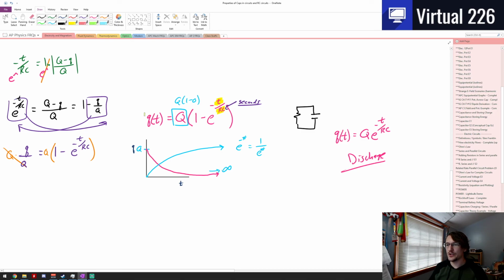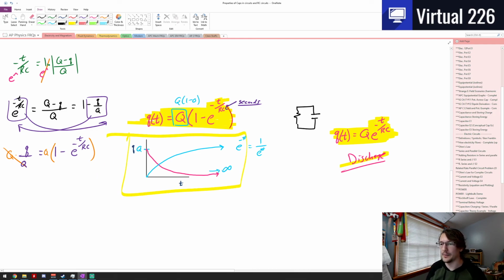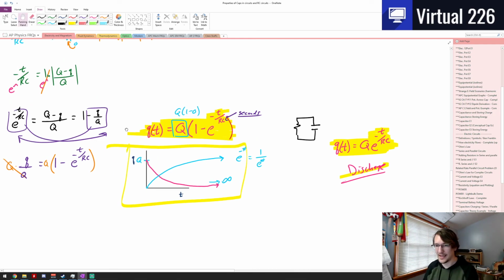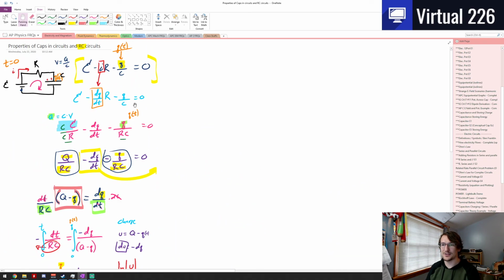So these are really the two equations you need. Right here, Q of t equals Q times 1 minus e to the negative t over RC for a charge, and then Q of t equals Q times e to the negative t over RC for a discharge. And these are what the graphs will look like there. Sometimes the AP test asks us to go through all of this math and solve everything and set up that differential equation, which, if you're thinking about the word differential equation, you should be thinking about Kirchhoff loops. That's needed in this type of problem. If you don't set up a Kirchhoff loop, you're dead in the water.